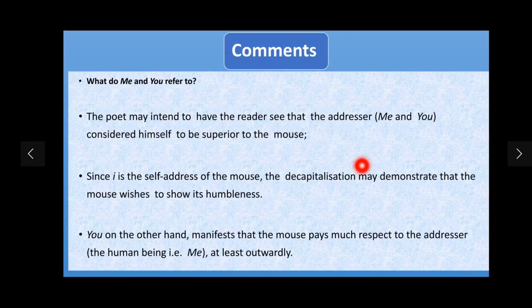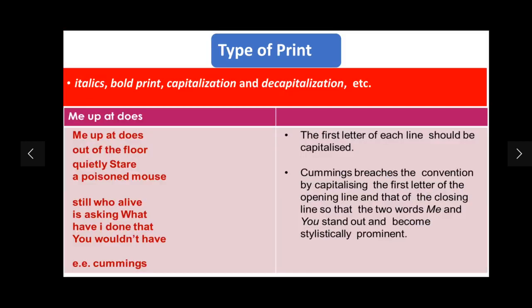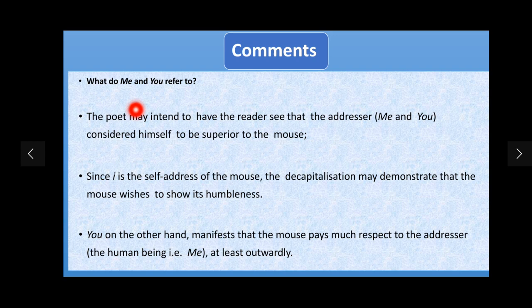Comments. Here we will have some comments on the poem we discussed on the previous slide. I'm talking about this poem, Me Up at Does. So what do me and you refer to? The poet may intend to have the reader see that the addresser, me and you, considers himself to be superior to the mouse. So that's why the two words are capitalized. Me and you are capitalized because the poet considers himself to be superior to the mouse. That's why that me is capitalized.